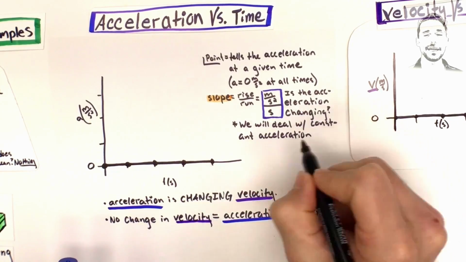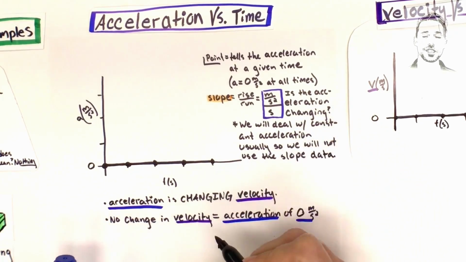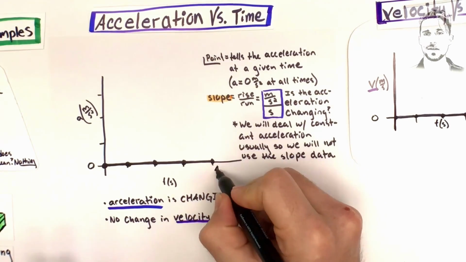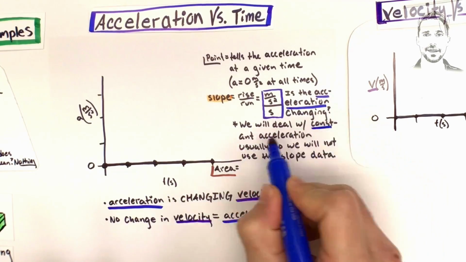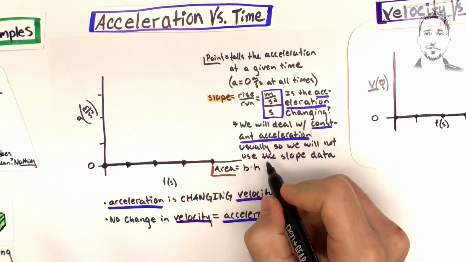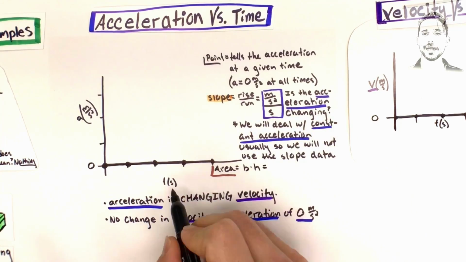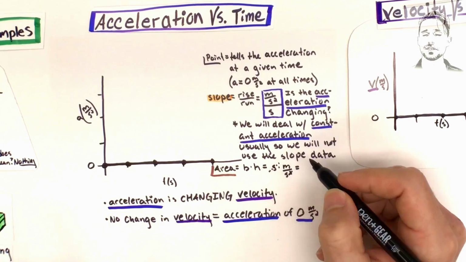So we're mainly going to deal with constant acceleration. I'm not going to do any examples that are changing acceleration. So for us, we're usually not going to use the slope data. But if you're doing physics that requires changing acceleration, which isn't super uncommon, you would need to be able to understand the changing acceleration and the slopes of those accelerations.